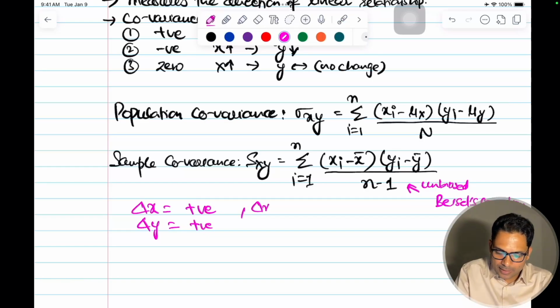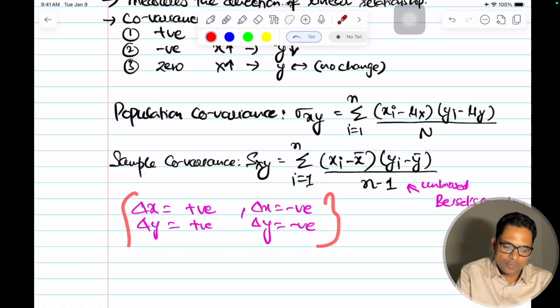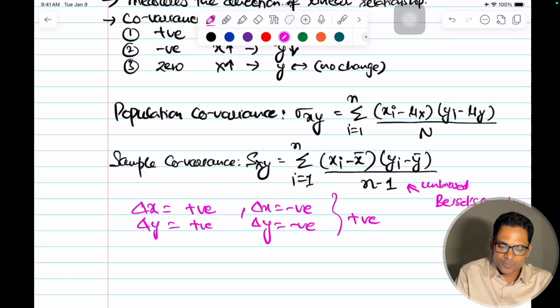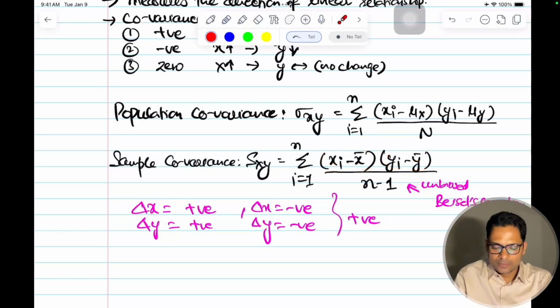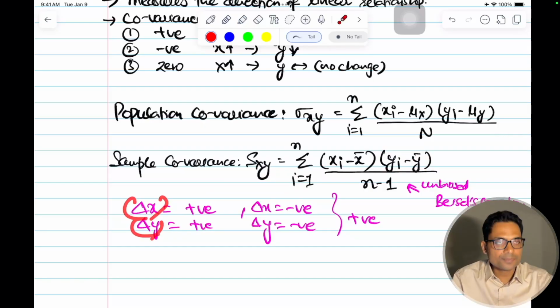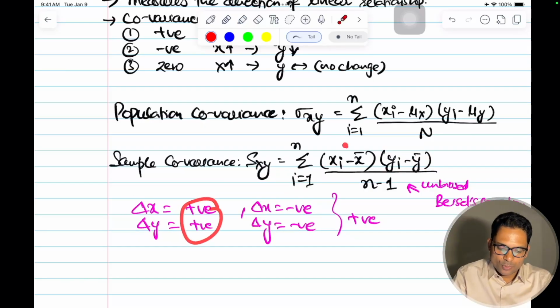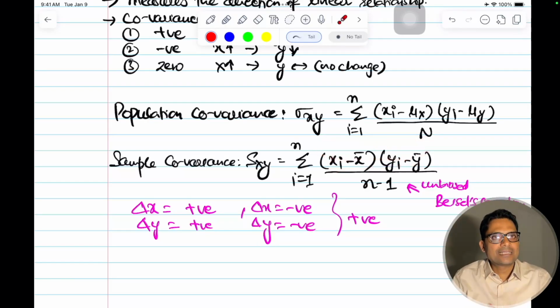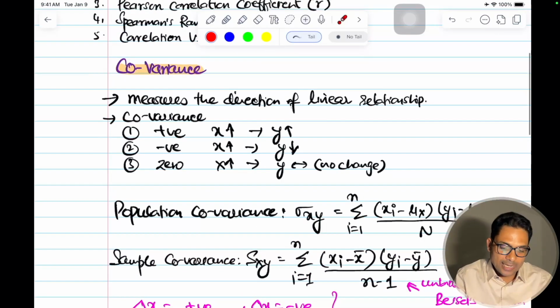For example, if delta x is negative and delta y is also negative, the product of these two would be positive, because it is a multiplication. I'm just denoting x minus x bar as delta x and y minus y bar as delta y, just a symbol for the difference. So if both are positive, the product is positive, positively correlated, meaning both are changing in the same direction. If both are negative, it is also positive: if one is decreasing, the other is also decreasing, so positively correlated. It measures the direction of change, the direction of the linear relationship.